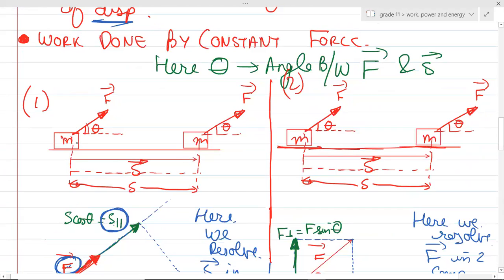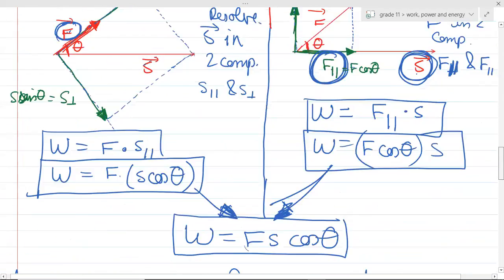Can you see over here? This is the point of application of force. Can you see the point of application shifted in the forward direction by a certain distance, right? And can you see when the object moves, the point of application also moves? Yes or no? So whenever we talk about calculating the work, we talk about the displacement of the point of application of the force. So please note this minute detail.